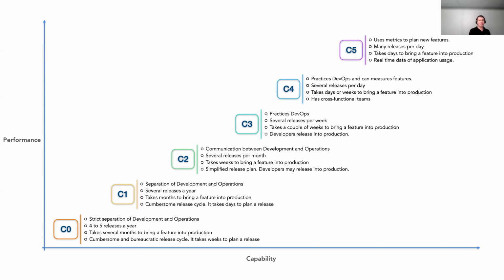You use metrics from production. It takes you days to bring features to production. You use real time data for your application usage. And with this data, you take decisions on what to do next, how to plan your next feature.